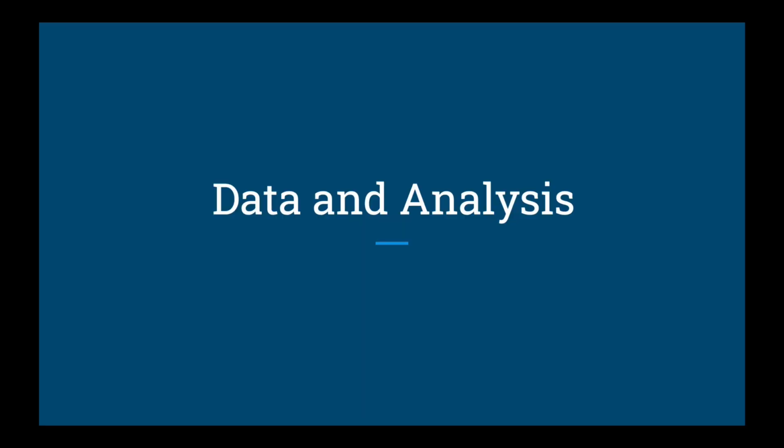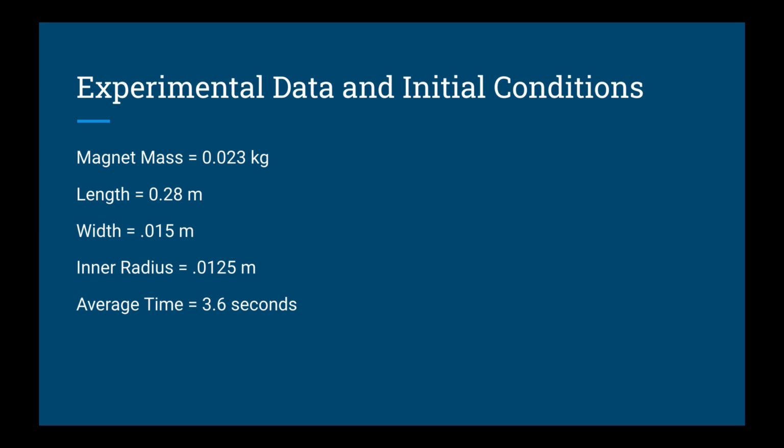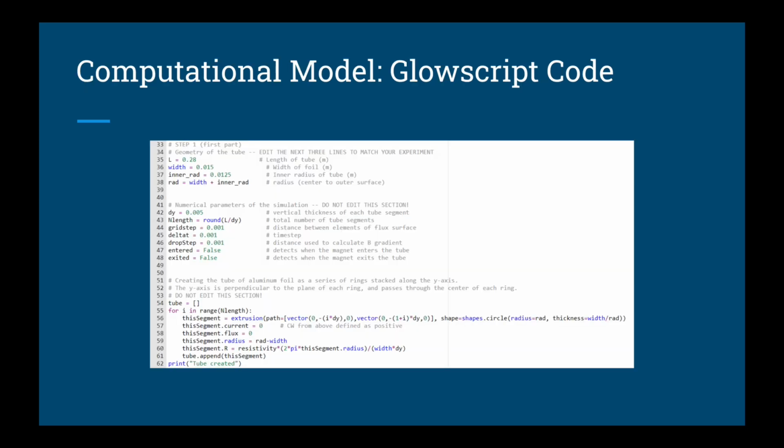Data and analysis. The magnet mass was 0.023 kilograms, the length of the tube was 0.28 meters, the width was 0.15 meters, the inner radius was 0.0125 meters, and the average time over the 5 trials was 3.6 seconds for the magnet to fall through the tube. Here we see our computational model.